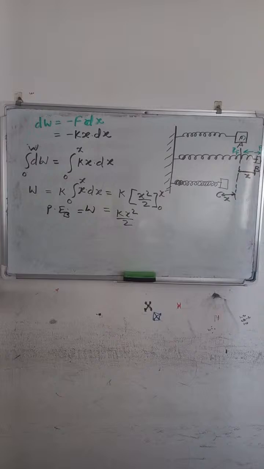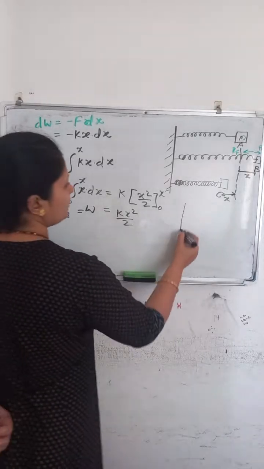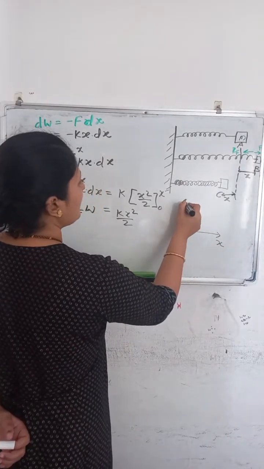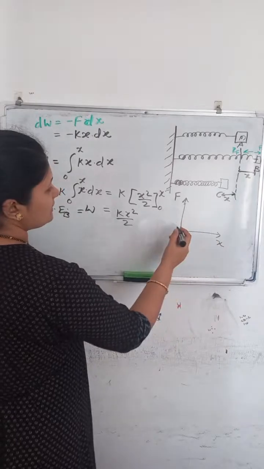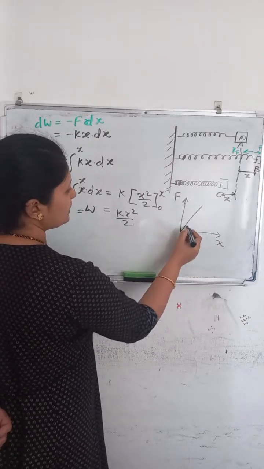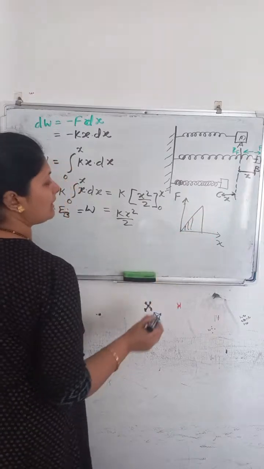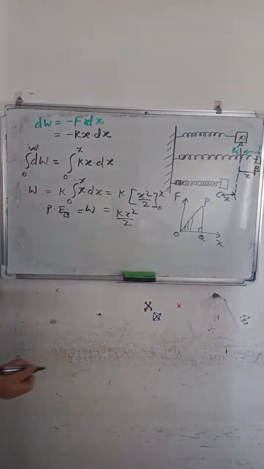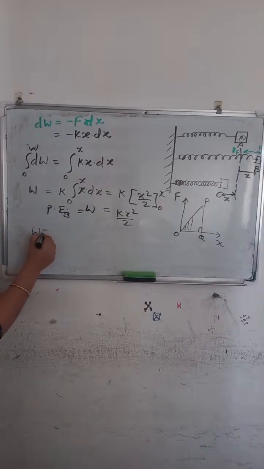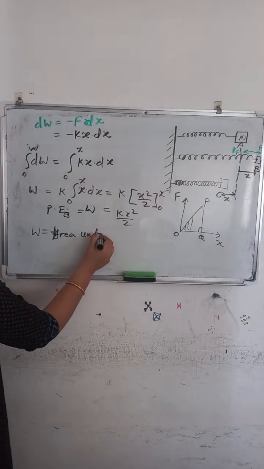If you want to plot a graph for this, you can take displacement x and force F. As the applied force increases, the displacement from the mean position also increases, and you will get this kind of graph. Suppose I take these points as P and Q. We know that if force is changing, then work is also changing. So work done due to a changing force is the area under the graph. If you want to prove this, work done is nothing but the area under the graph.